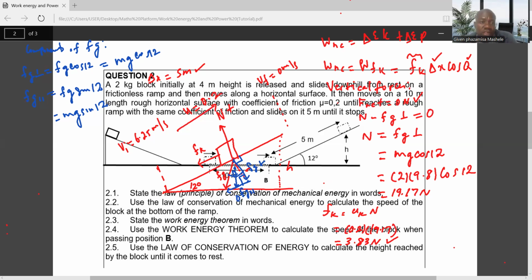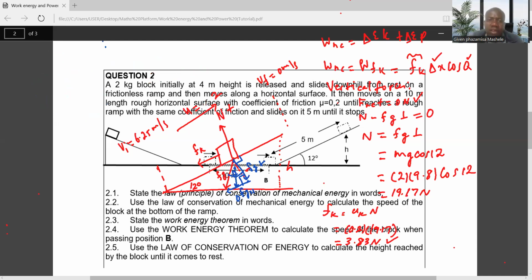Okay. Now to do that, I hope you are now following mg cos, yes? So now let us continue with our work. Since we know the frictional force, we can now calculate the work done by the non-conservative force, which is just the work done by friction only. So now let's do the calculations. We'll have the work done by the frictional force, which is the non-conservative. What is the frictional force? We know it's 3.83.